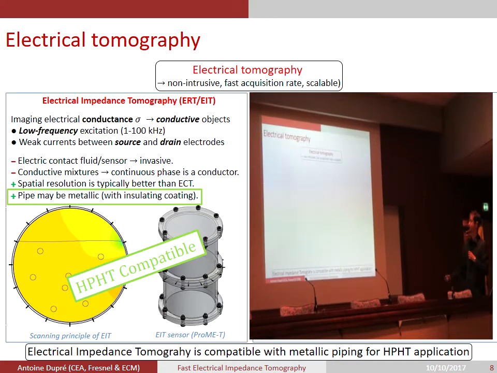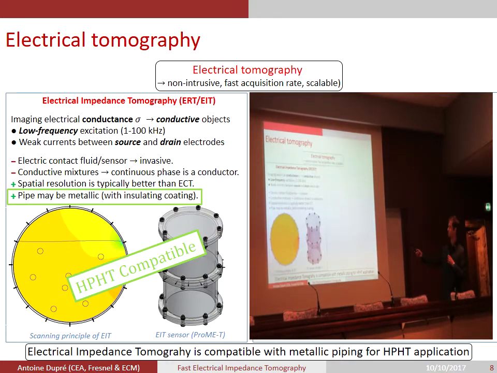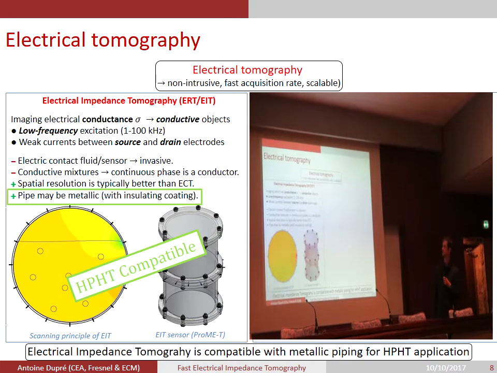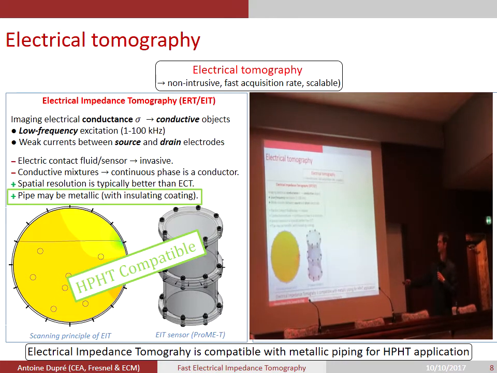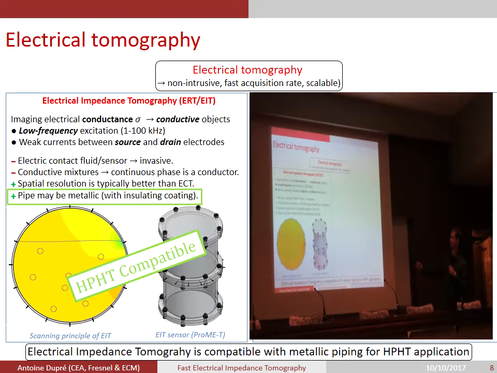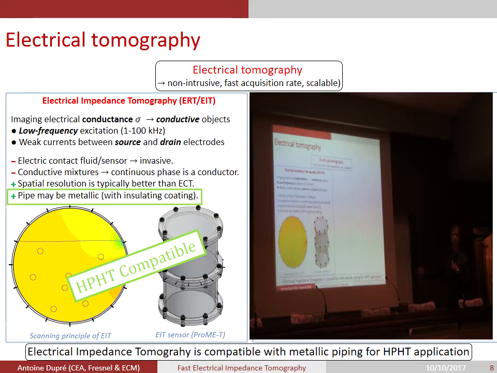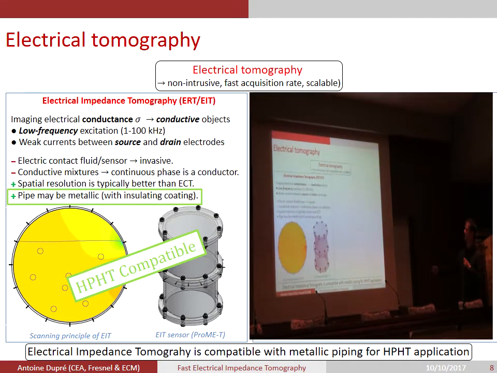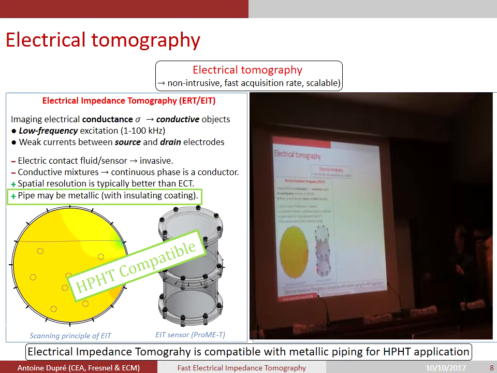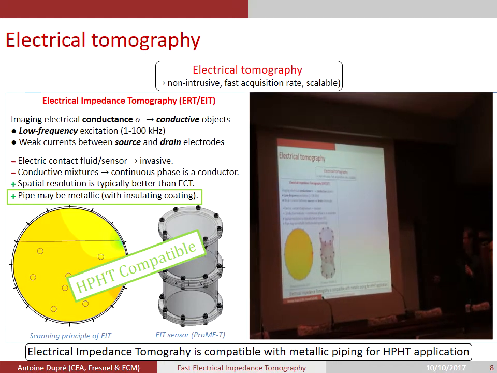Electrical tomography comes in two versions. In resistance tomography or impedance tomography, we aim at imaging the electrical conductance of a conductive object. So we use low frequency excitations, which are usually weak currents that we inject between source and drain electrodes. The main feature of these techniques is the electrical contact between the fluid and the sensor, which means the sensor is invasive, though it's non-intrusive. We are imaging conductive mixtures, which puts constraints on the continuous phase that needs to be a conductor. The main benefit is the spatial resolution, which is usually better than in the next technique we will see, and the pipe can be metallic if you provide insulation by applying a special coating.